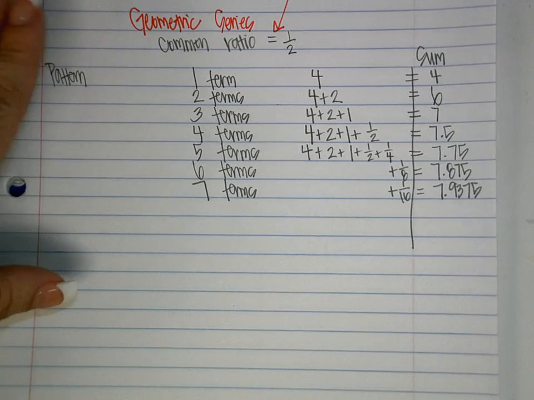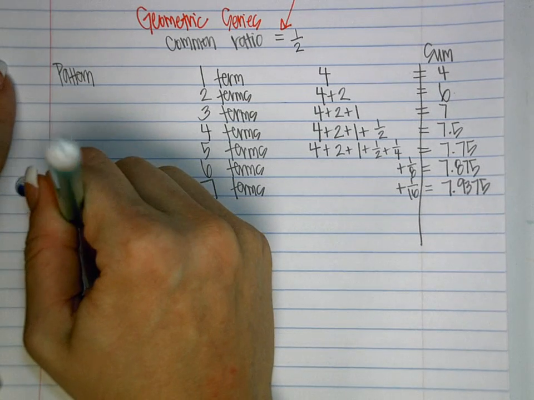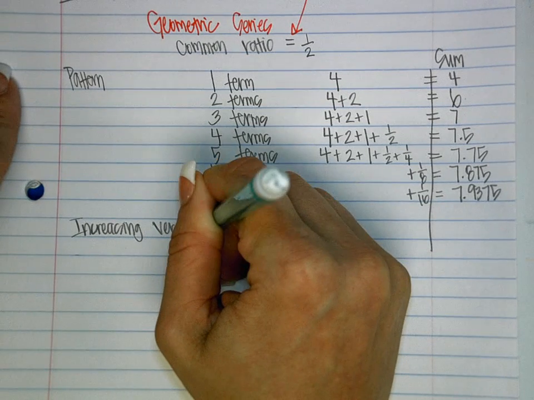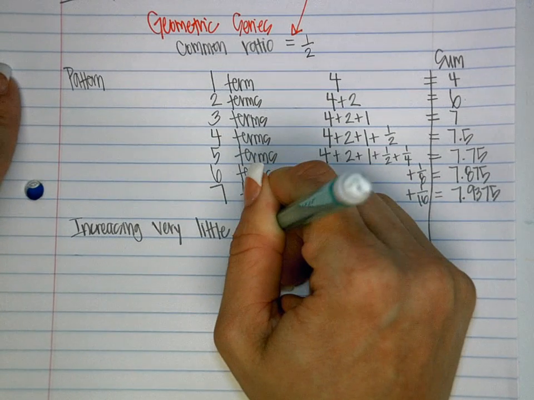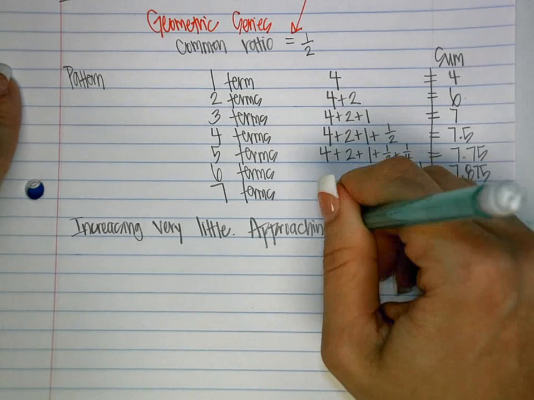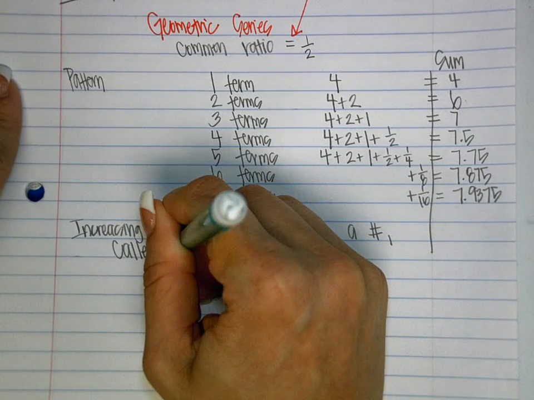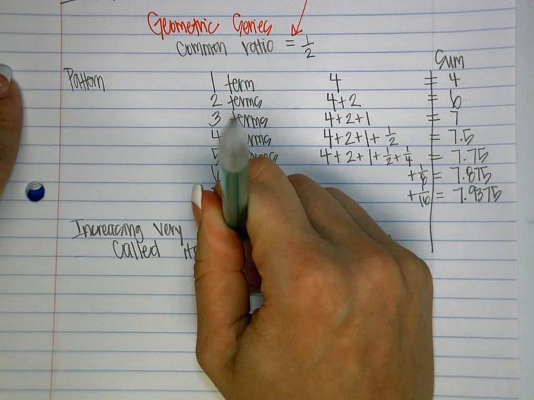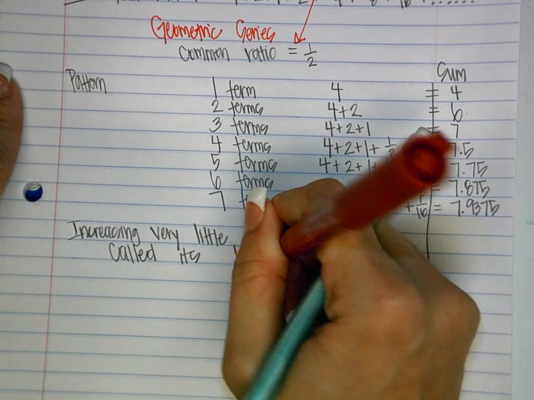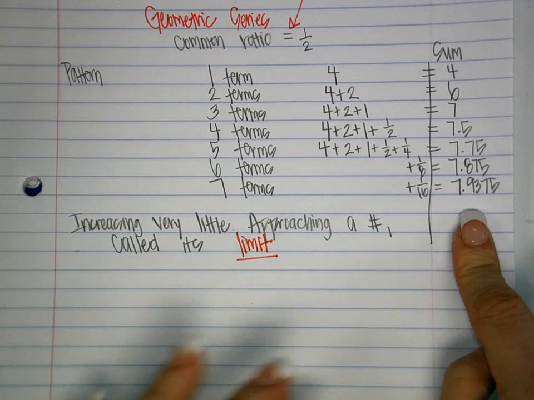It's increasing. Yes, it's increasing. So first it increased by 2, then 1, then a half. Do you notice that it's increasing very little? Yes. This is increasing very little, and it is approaching a number. We call this number its limit. It's approaching a number. Approaching means getting really close. It's never actually going to get there. So it's approaching a number called its limit. In this case, what number is it approaching?